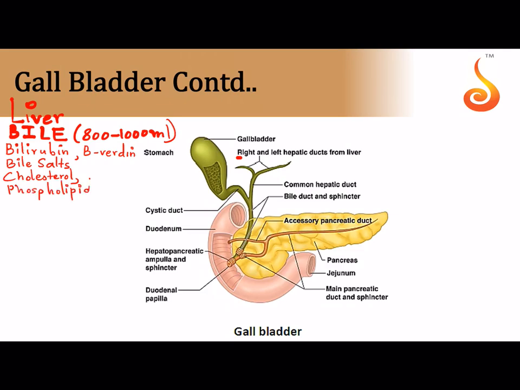But what we don't have in the bile juice, all of you remember, there are no enzymes. Bile juice does not contain any enzyme, so it is a digestive secretion which does not have any digestive enzymes. So the ducts which are coming out of the liver are called the common hepatic duct.